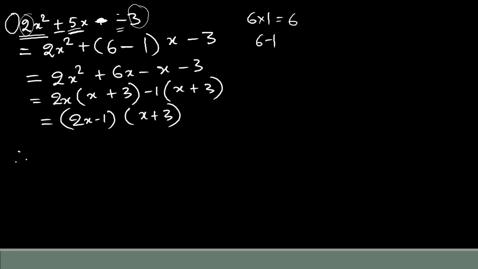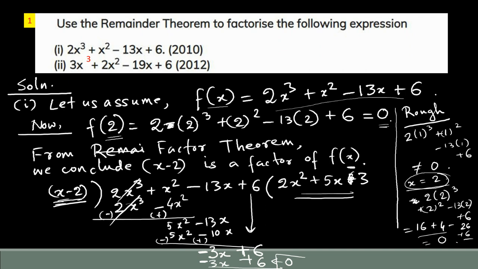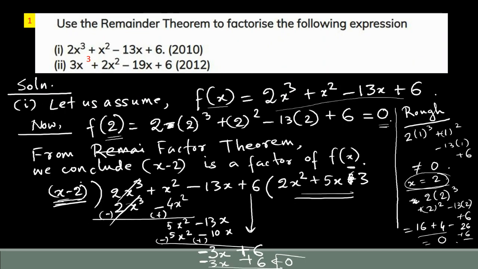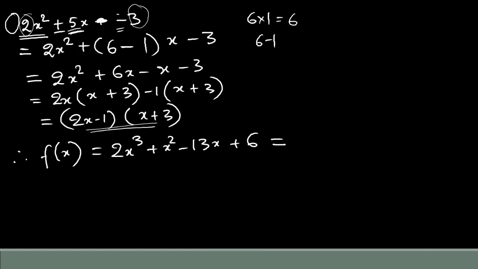Okay. Now, therefore, f(x), which is 2x cube plus x square minus 13x plus 6. What is the final factor form? So these two are factors. Okay, and there is one more factor that we got in the beginning only, which is x minus 2. So when you want to factorize this entire expression, you can write it like this: x minus 2 times 2x minus 1 times x plus 3. Okay, so this is the answer.